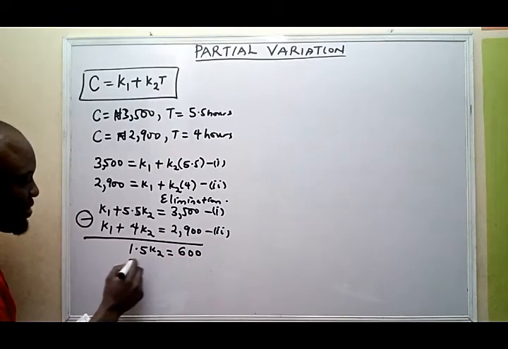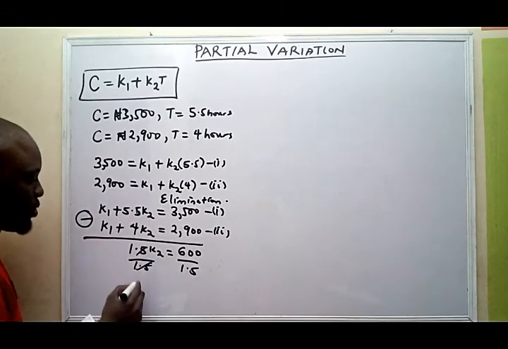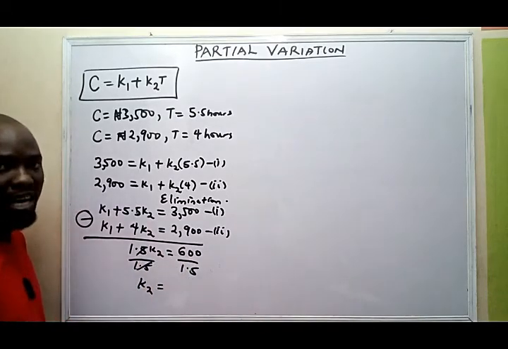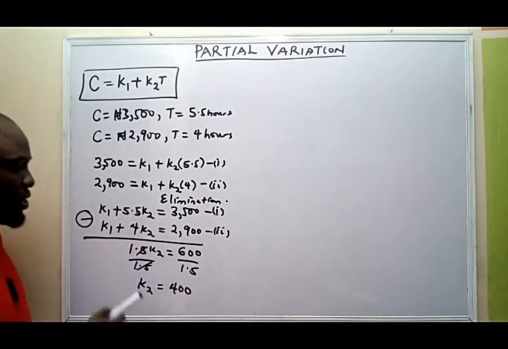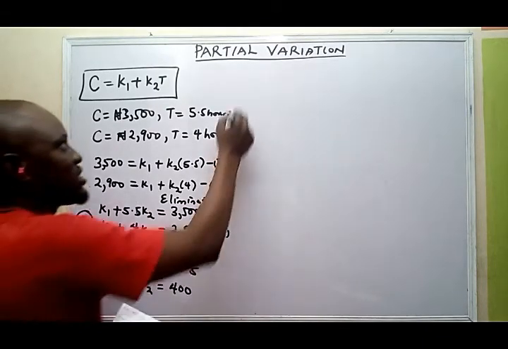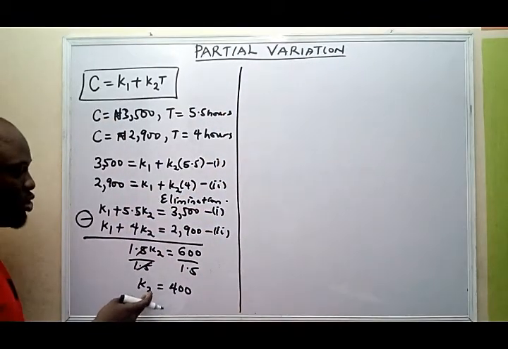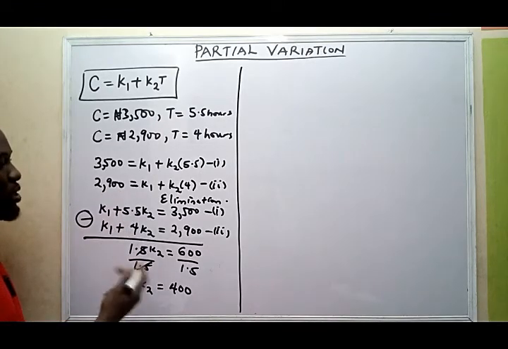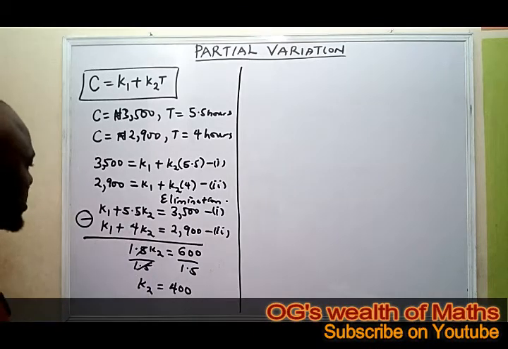So if I divide both sides by 1.5, my k sub 2 will be 600 divided by 1.5, which will give me 400. Now k sub 2 is 400. So I need to get the other constant. So I can substitute the value of k sub 2 into any of these equations. So I can use the second equation.